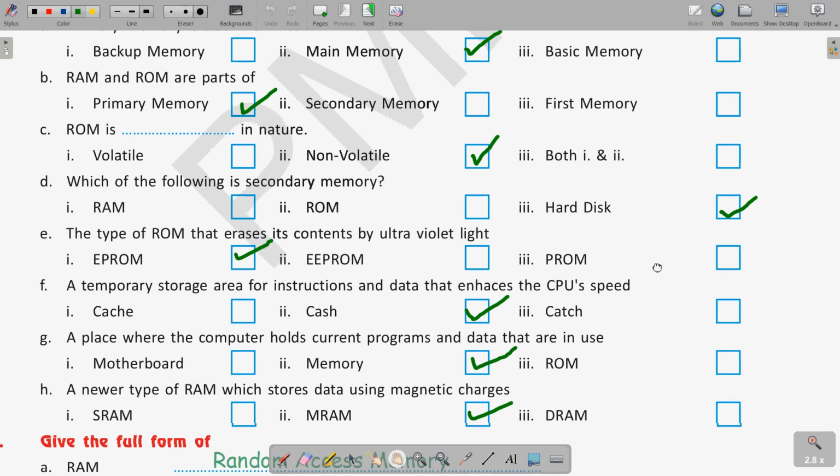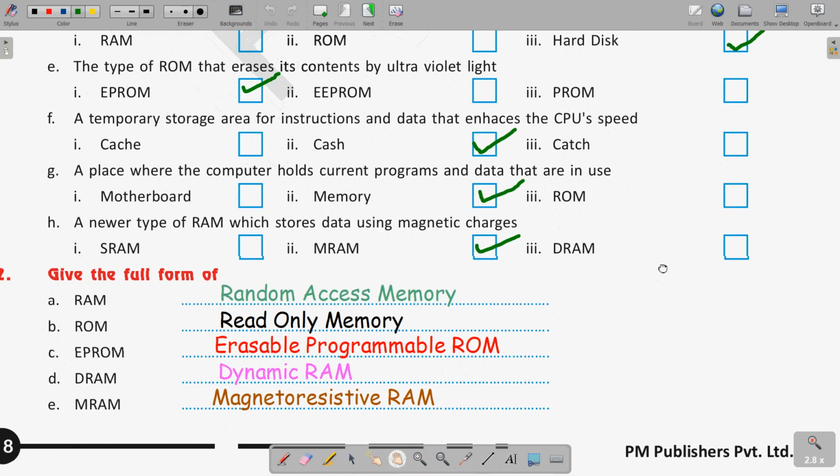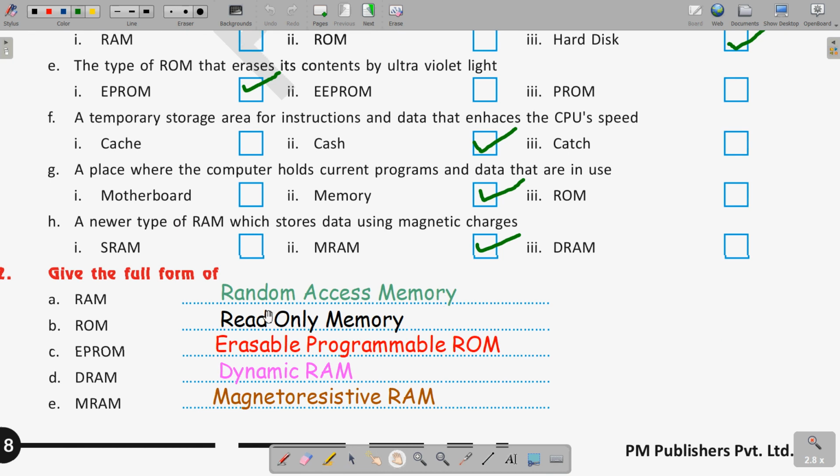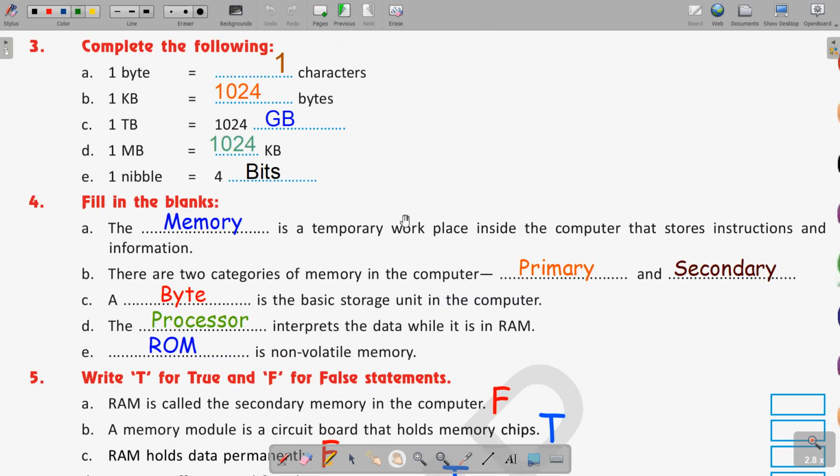After that, in the second question, we have done the full forms, that is, the different words, the acronyms are there, and we have written the full forms of these. These are very easy, most of you have done them from the book itself. Now moving to the next question, question number 3, these are the conversions, the units about which we have read in the initial part of the chapter, the different measuring units. So 1 byte is 1 character, 1 kilobyte is 1024 bytes. Clear? I hope you have done this.